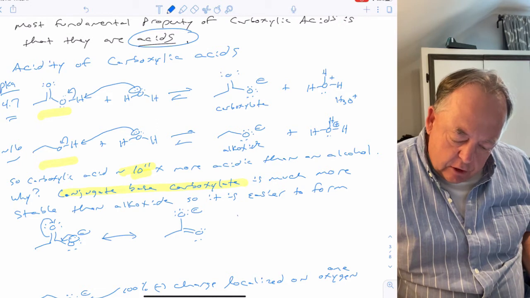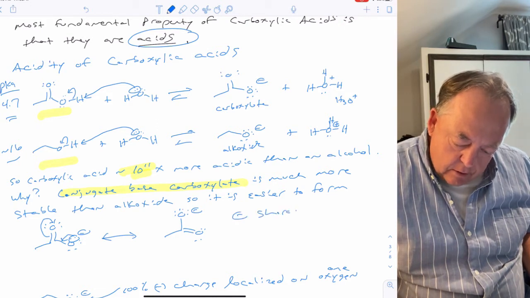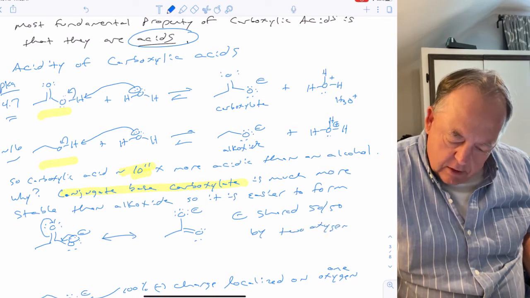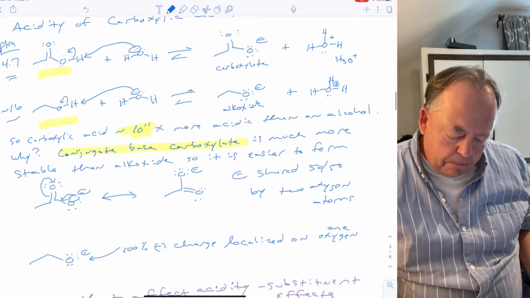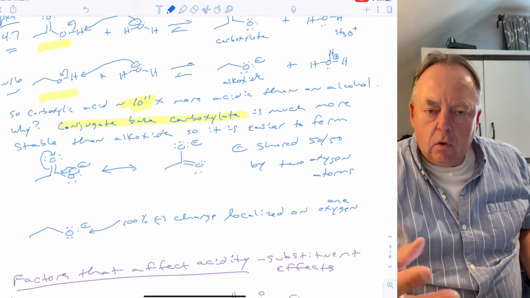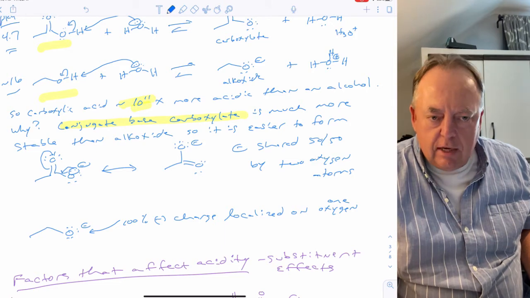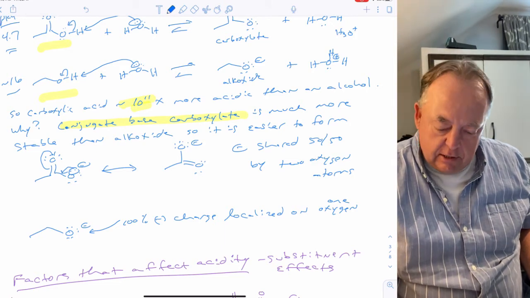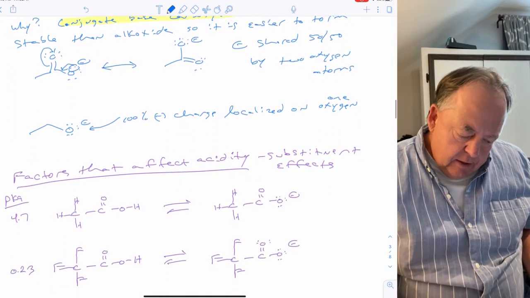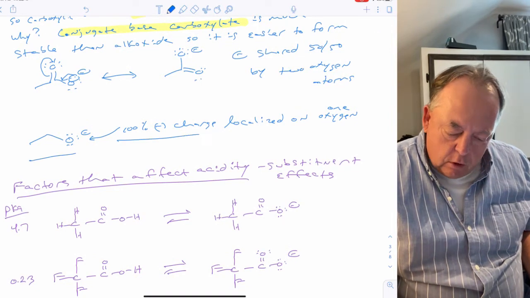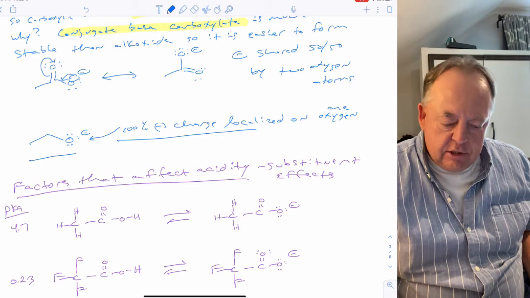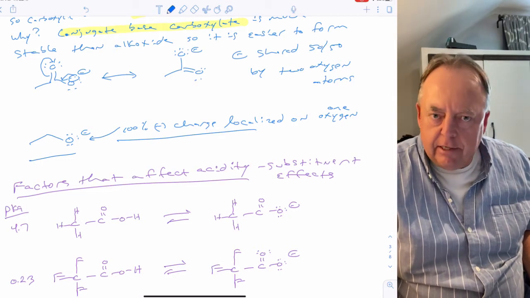So that negative charge is shared 50-50 by 2 oxygen atoms. And again, anytime that you can delocalize charge, if you can delocalize the electrons, that will stabilize the electrons. Whereas if it's the alkoxide, the negative charge on oxygen is 100% localized on that oxygen, so that's going to make it less stable, that's going to make it harder to form.